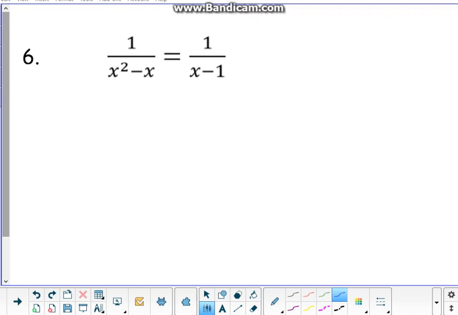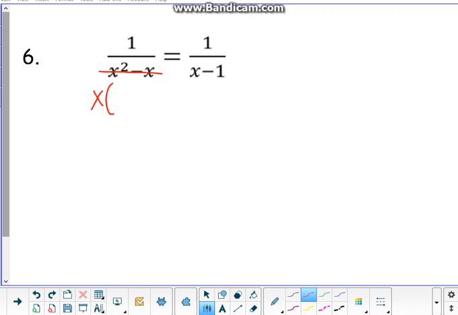All right, so next up we have a few different examples of solving rational equations. Remember, our first step that we want to try and do is see if we can't factor out our denominators, because that's going to help us find the LCD. So here, I notice that both of these have an x, so I can factor an x out of that.